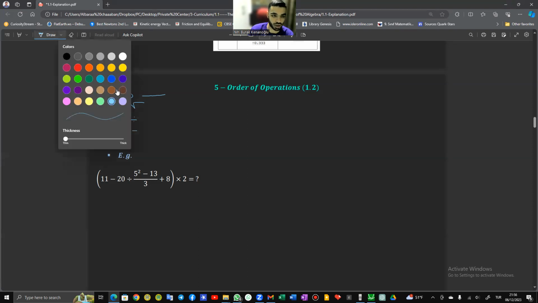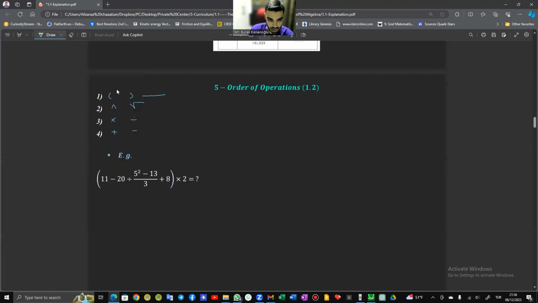Now here, as you can see, we have a bracket, so we look inside the bracket, and inside the bracket we have the fraction bar, and we have to start with the fraction bar. In the fraction bar we have power and we have minus, so we start with the power. 5 squared is 25. Now we have to solve the fraction bar, so 25 minus 13. 25 minus 13 is 12.